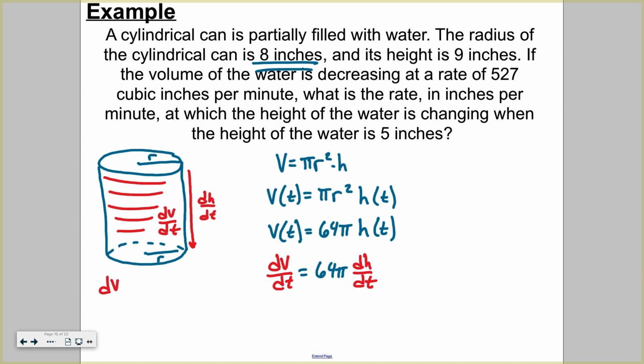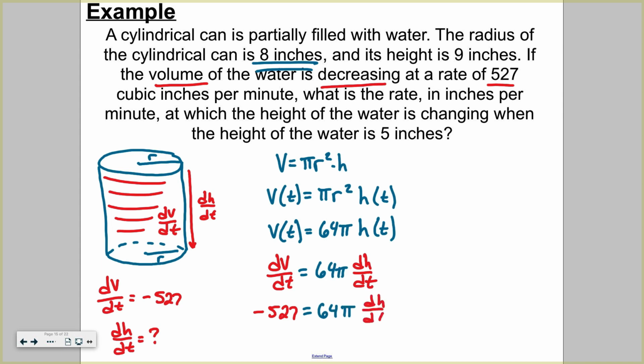So our two variables are the change in volume and then the change in the height. And we're told that the volume is decreasing at a rate of 527, so negative 527. And then we want to find the change in height, which we don't know. So we can substitute in negative 527 is equal to 64 pi times dh/dt. And then we can just solve for dh/dt.